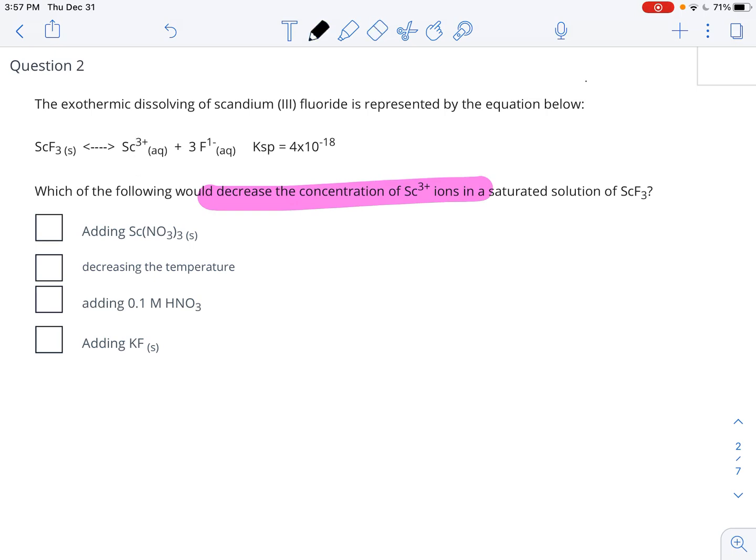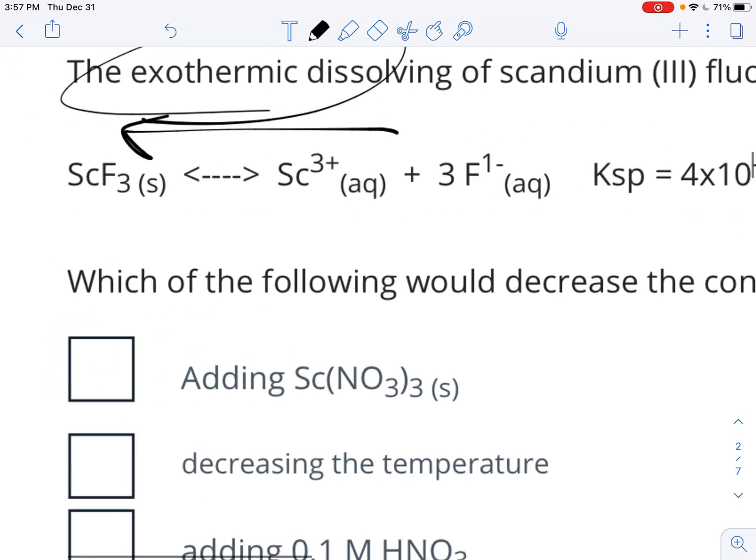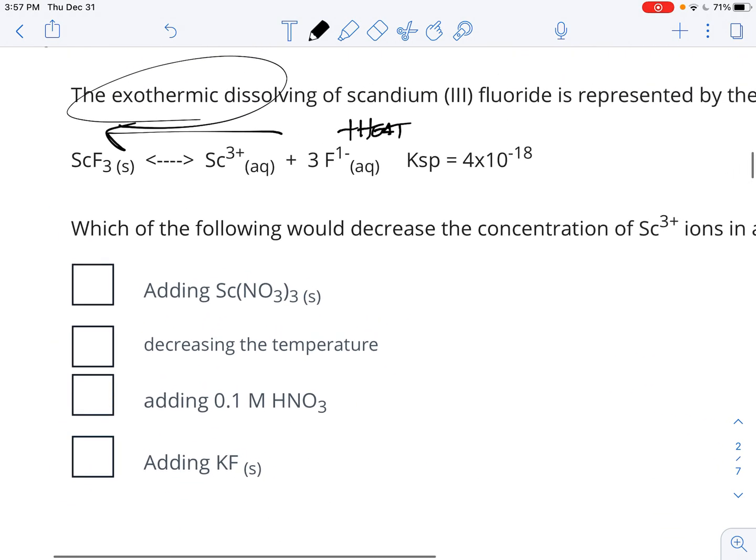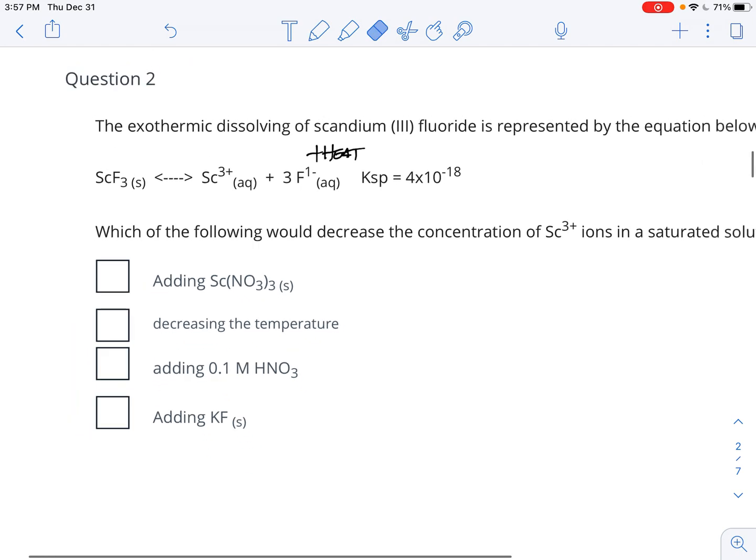If you're going to make the amount of scandium ions go down, this is just Le Chatelier's. You are basically sending it over to the left-hand side, because that would cause this to go down, and this to go up. So you're looking for which of these is going to cause the system to go to the left. Now it said it was exothermic, so that means heat is on the right-hand side over here.